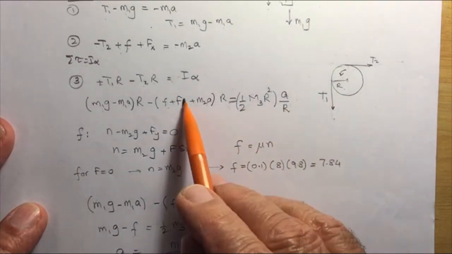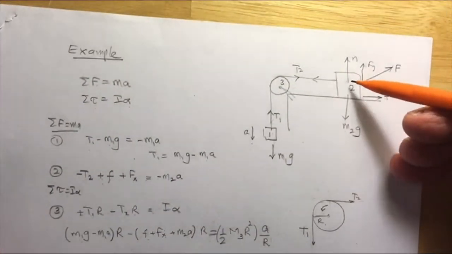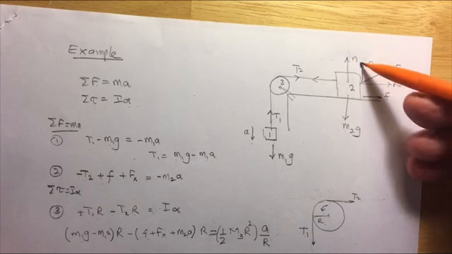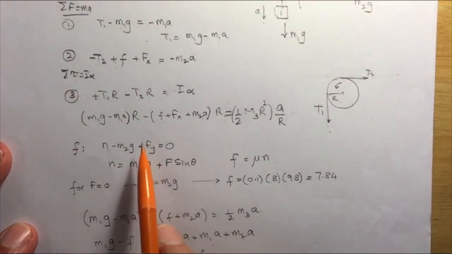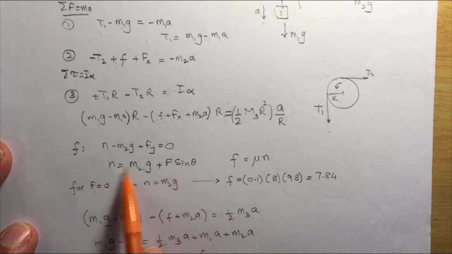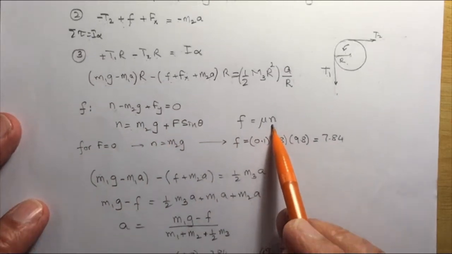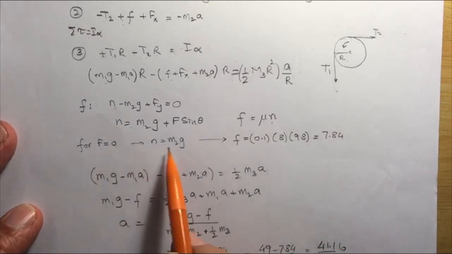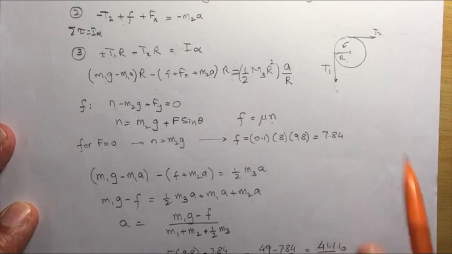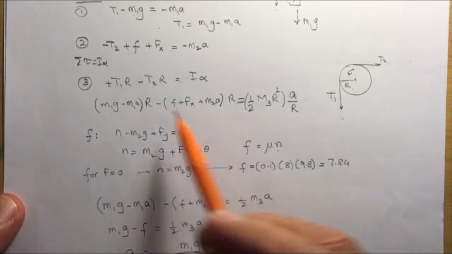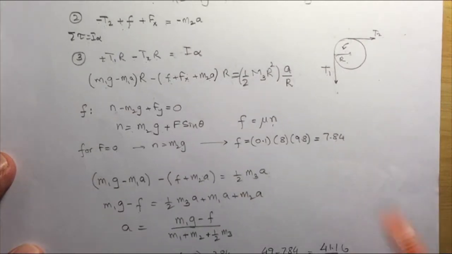Now we need to find the friction, which is the same as before. Again, we'll have a normal force and an Fy upwards, Mg downwards. So we have normal upwards, Fy upwards, Mg downwards. So this becomes the normal force, and friction will be mu N. And as before, if we take F equal to 0, it's just simply M2G, and it comes out to 7.84 as before.